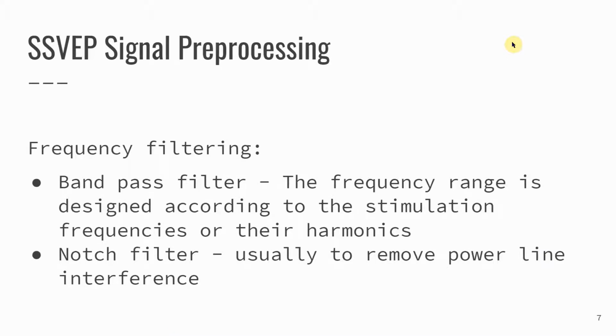Now let's talk about signal processing of SSVEP. Signal processing basically has three stages: signal preprocessing, feature extraction and feature classification. First, let's talk about a few signal processing techniques used for SSVEPs. These are mainly divided into two types: frequency filtering and spatial filtering. Frequency filtering methods are simple band pass filters or notch filters, which restrict the frequency of the raw data that we collect.